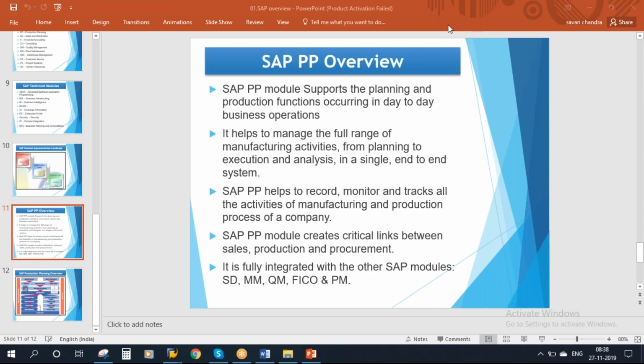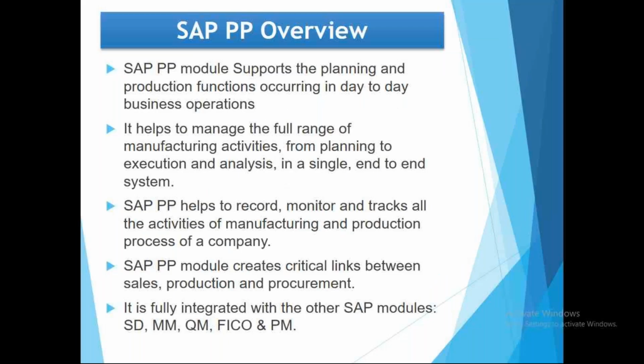Okay. So what is the PP module all about? We will cover this. So basically, the SAP PP module supports the planning and production functions occurring in day-to-day business operations. So basically, the production planning module will take care of planning and production execution. That means manufacturing execution. These two business functions are covered by the PP module.